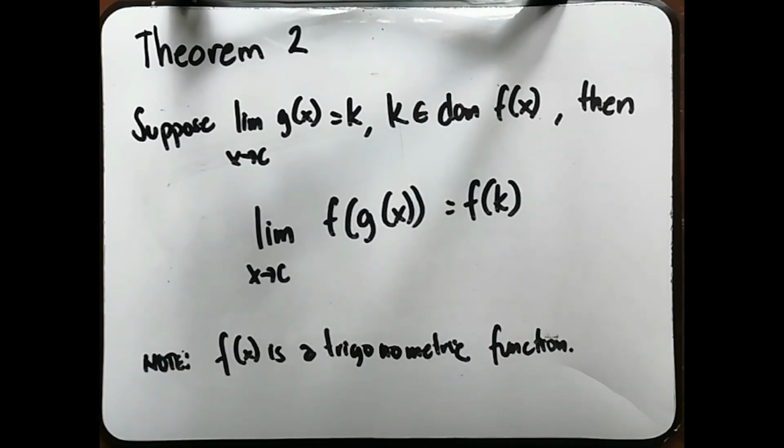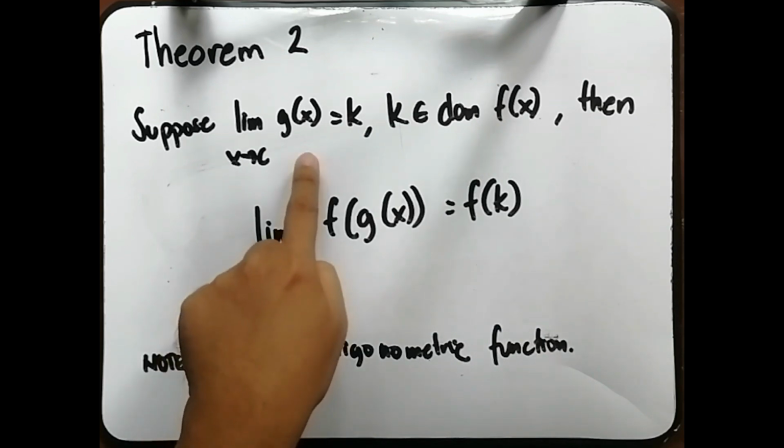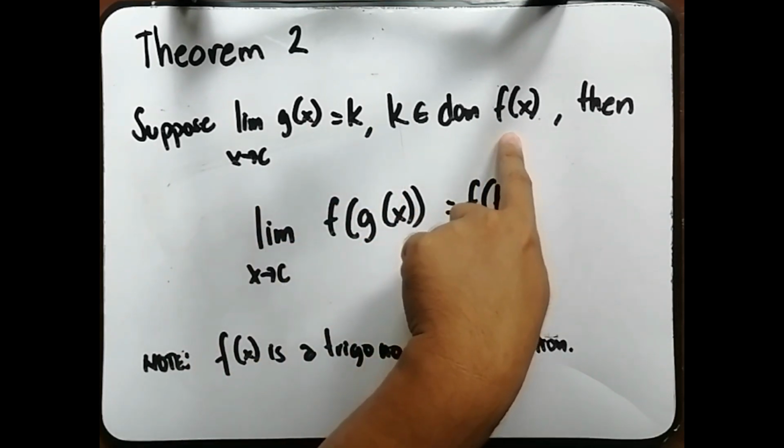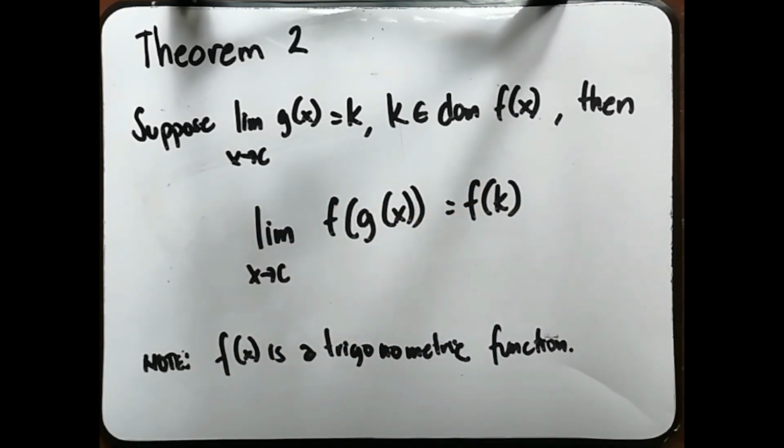Another important theorem is this. Suppose that the limit of g of x as x approaches c is equal to k, where k is an element of the domain of f of x. So meron tayong dalawang function dito, g of x tsaka f of x. Then, the limit of f of g of x as x approaches c is equal to f of k. Note that f of x is a trigonometric function.